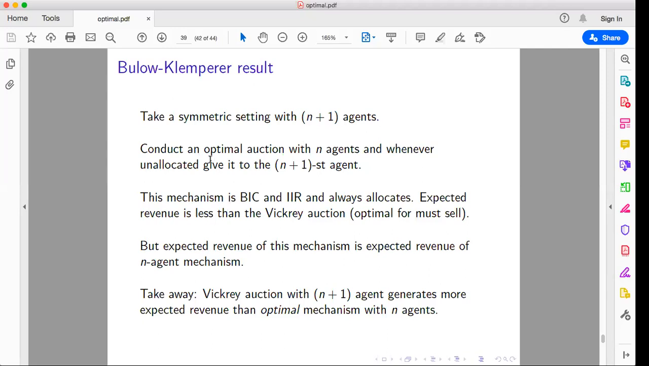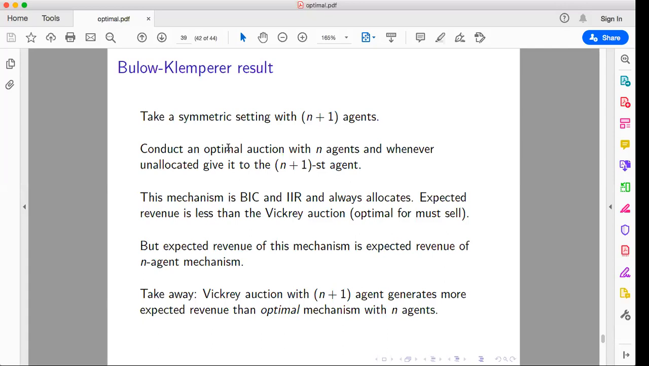We do an optimal auction with n agents. Remember, an optimal auction with n agents will also require the bidders' distribution, but let's forget that for a moment. Let's suppose we could conduct an optimal auction with n agents. I'll come back to why I am asking you to conduct an n agent optimal auction, but not an n+1 agent optimal auction.